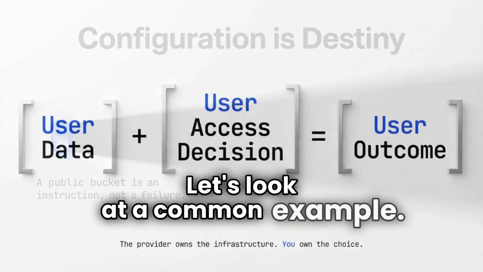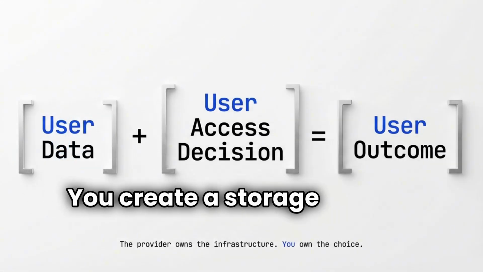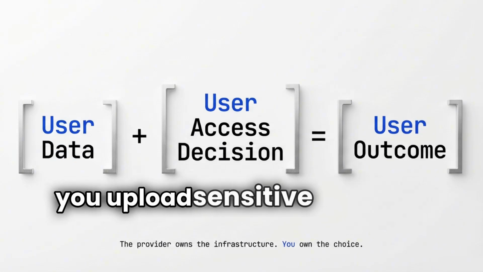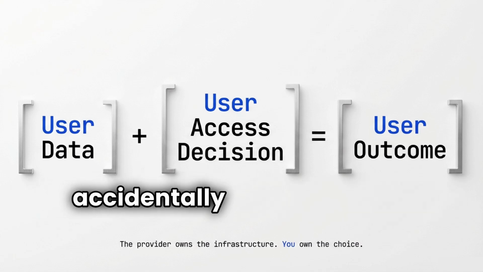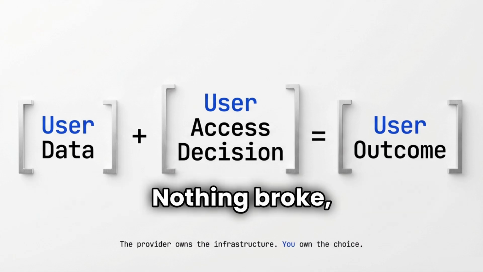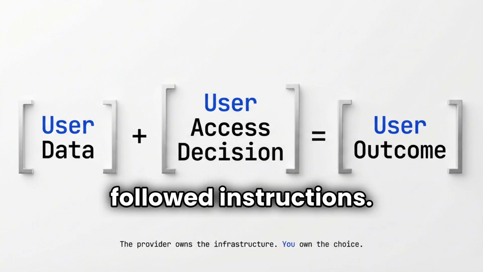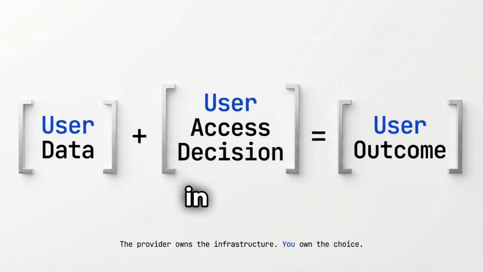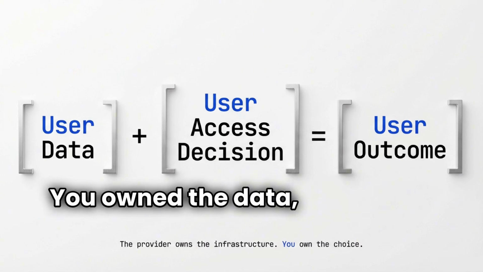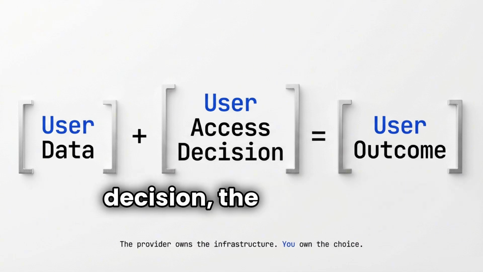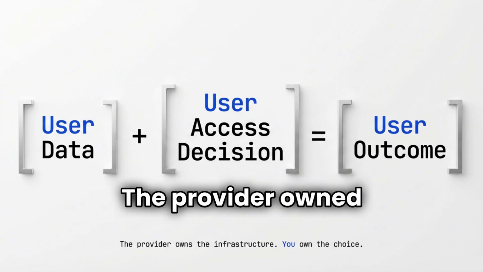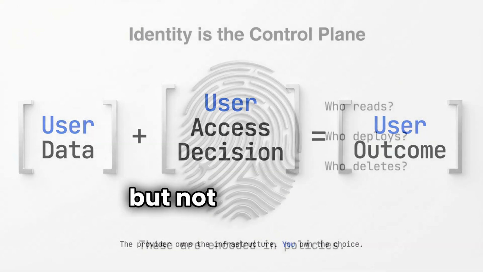Let's look at a common example. You create a storage bucket. You upload sensitive data. You accidentally make it public. Nothing broke. Nothing malfunctioned. The cloud simply followed instructions. This is user ownership in action. You owned the data, the access decision, the outcome. The provider owned the infrastructure, but not the choice.